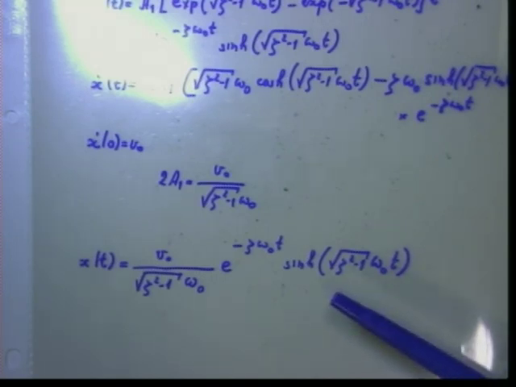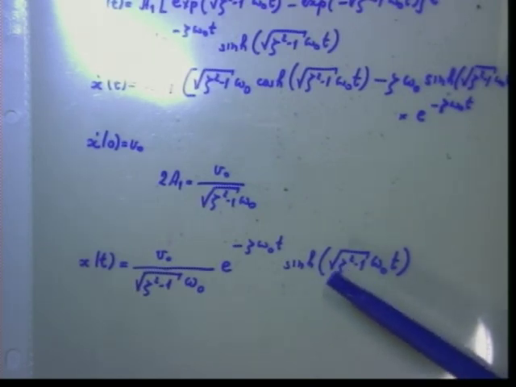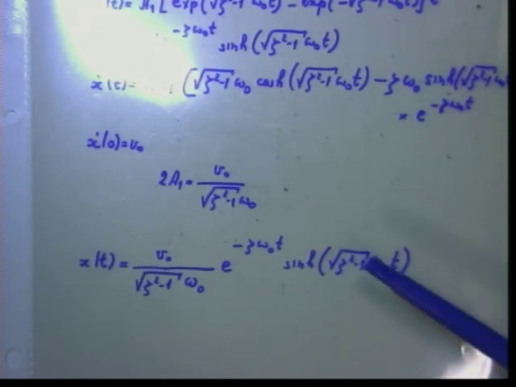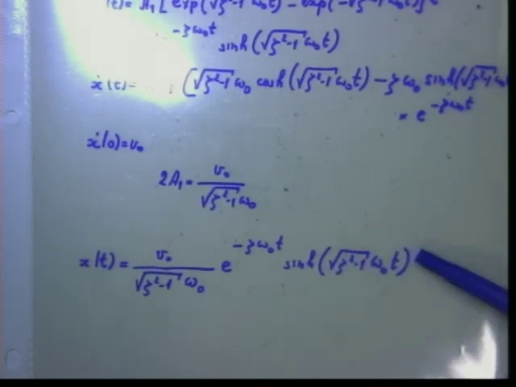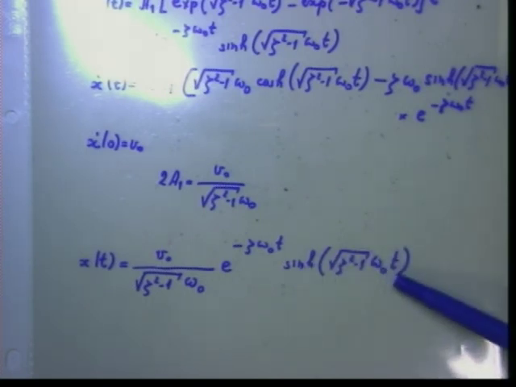Can the hyperbolic sine be greater than 1? Yes, because it is e to the power x minus e to the power minus x, divided by 2. When x goes to infinity, e to the power x goes to infinity, and e to the power minus x goes to 0. So this can be bigger than 1.